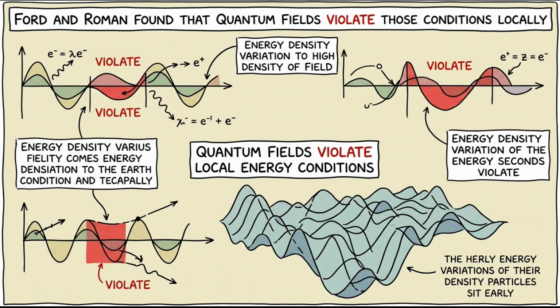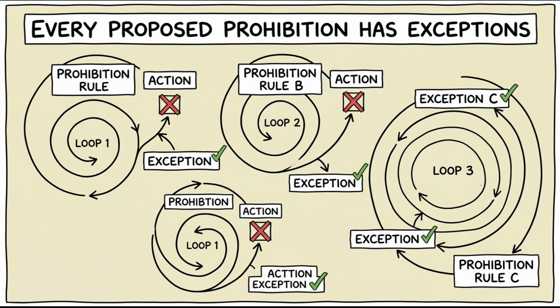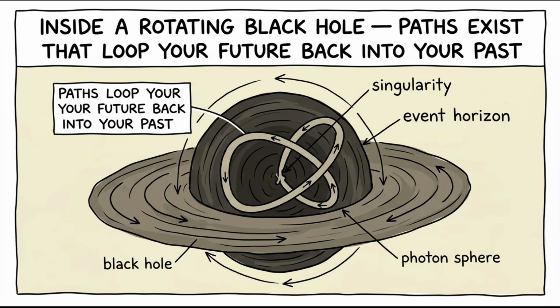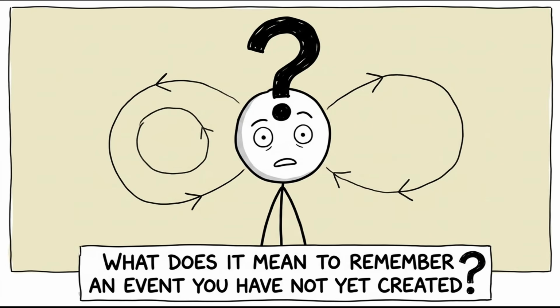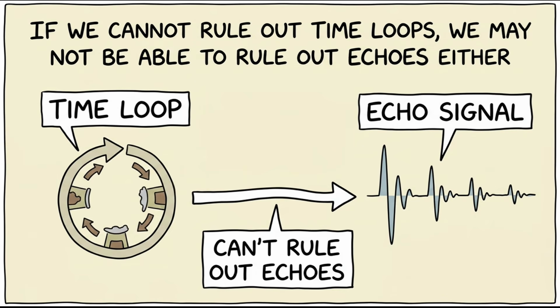Larry Ford and Thomas Roman found that quantum fields themselves violate those energy conditions locally. Every proposed prohibition has exceptions. Inside a rotating black hole, and every real black hole rotates, paths exist that loop your future back into your past. Your memory of what happens there would be a memory of something you would then be forced to cause. What does it mean to remember an event you have not yet created? If we cannot rule out time loops, we may not be able to rule out echoes either.